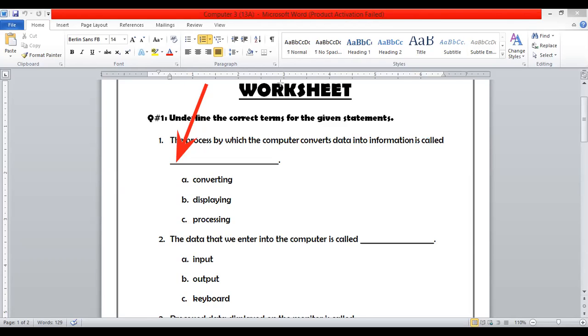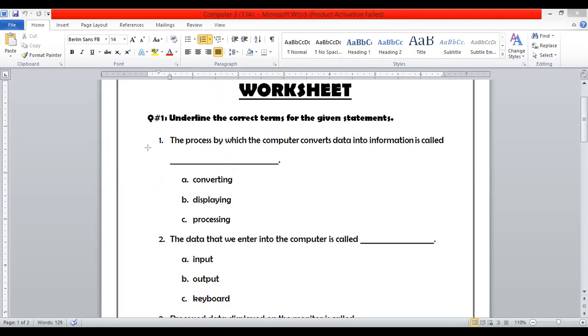Okay, the first question of the worksheet is saying that the process by which the computer converts data into information is called converting, displaying, or processing. Convert means changing. Changing the data into information is called dash: converting, displaying, or processing. So let's take answers.